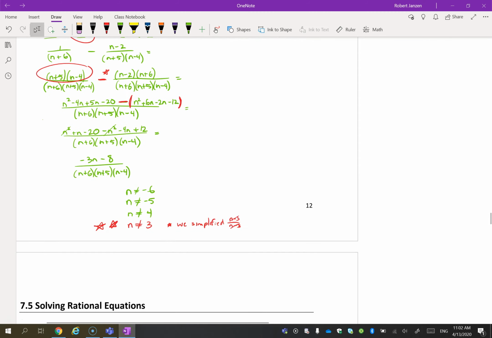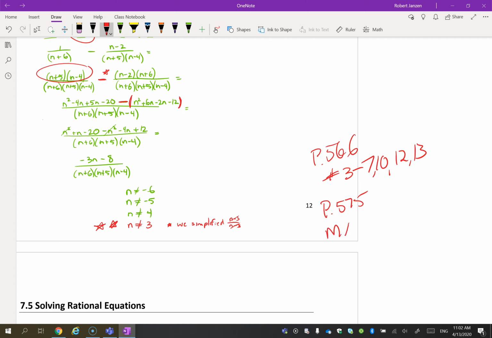Okay, please make sure you practice some of these. So page 566, do numbers 3 to 7, 10, 12, 13, and you can also do on page 575, I think that's a review, and there's also questions on the My site. Okay?